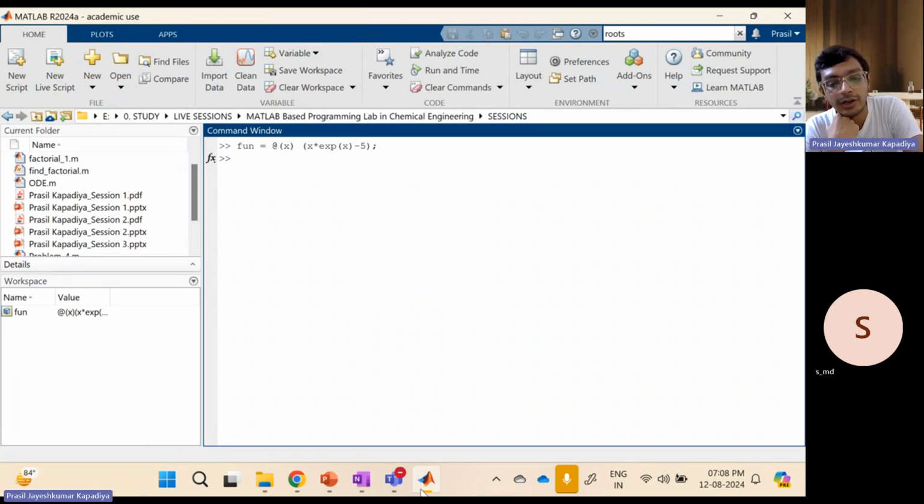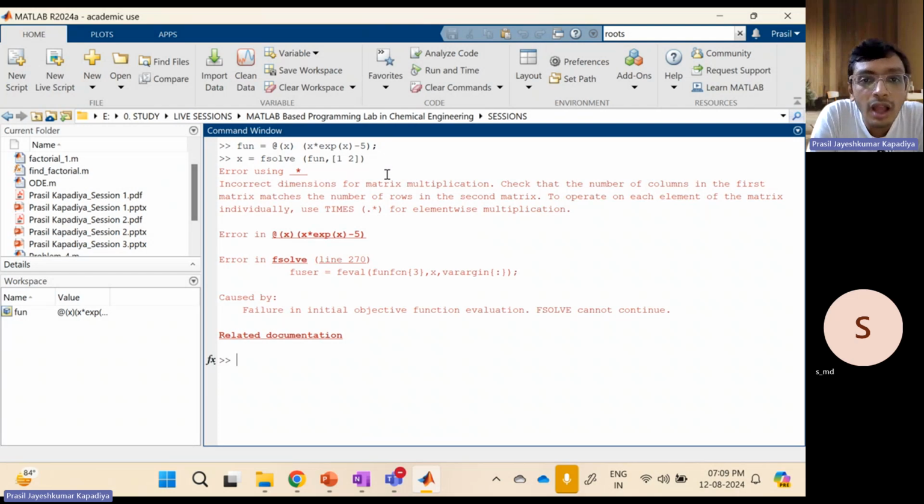So we will use, let's say, x is equal to fsolve. I need to write my function, then my interval. So here it is 1 to 2. So in between 1 to 2, I need to write it like this, 1 and 2 in square brackets, so it will take it as an interval. Okay, there is some error. It is a vector, so I need to put this dot here.